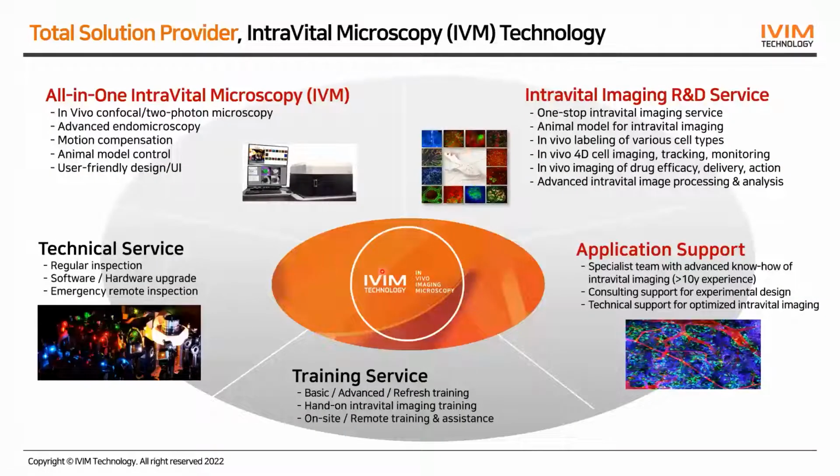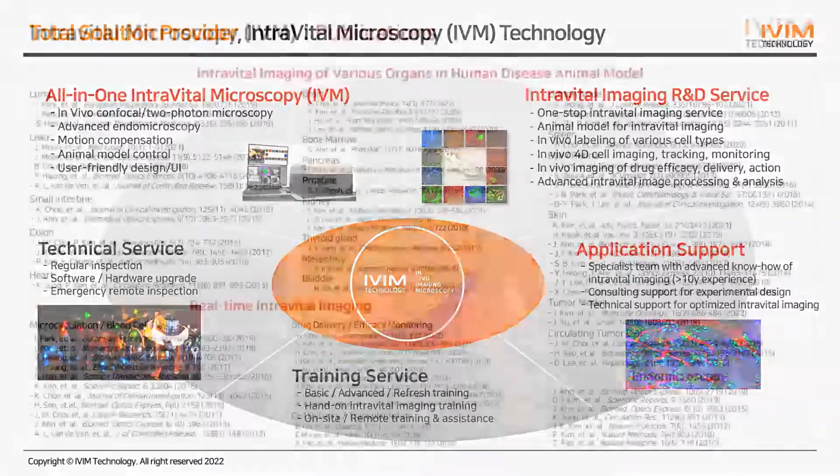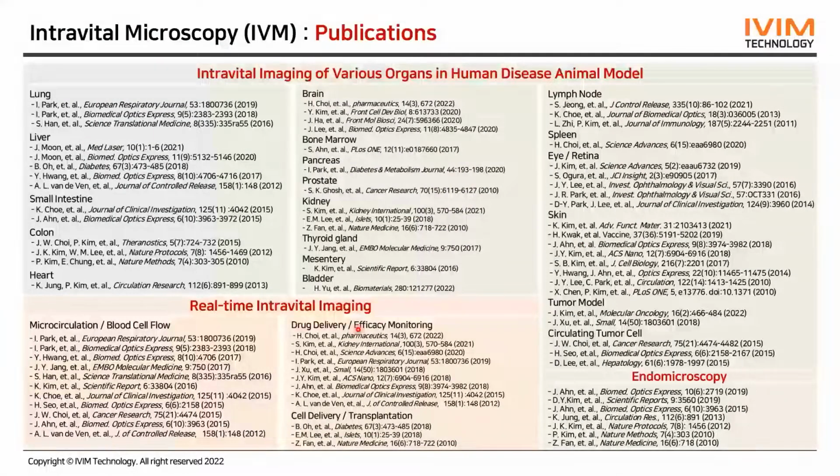To summarize, IVIM technology is a total solution provider of in vivo microscopy technology. We are providing a unique all-in-one intravital microscopy system with strong application support and high-quality in vivo imaging research services for various academic research fields. We have many in vivo research publications using our system, which are categorized by their imaging organ and imaging purpose, such as red blood cell flow analysis and in vivo validation of drug delivery and cell delivery.